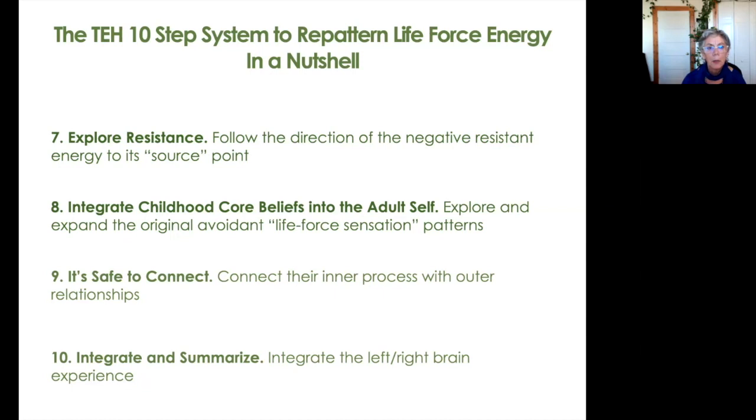And so we explore and expand the original avoidant life force sensation patterns. Step 9 is now it's safe to connect. Now that we have felt that life force that was so buried or distorted or stuck, we discover, wow, I can actually feel this and I didn't die. And I can make connection with you and feel all this aliveness that's flooding through my body. So they can connect their inner process now to their outer relationships.